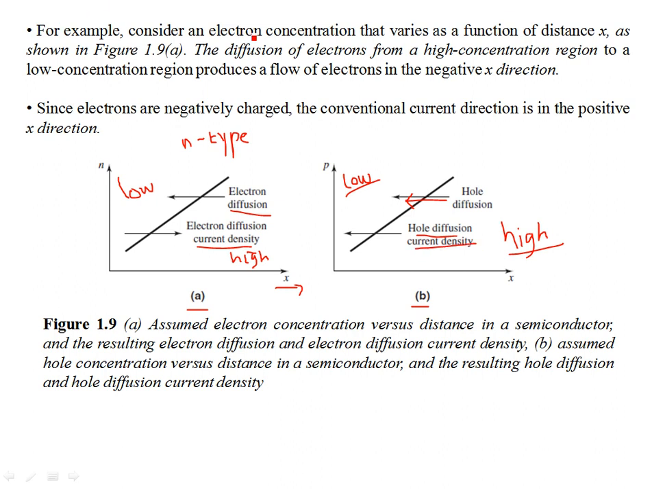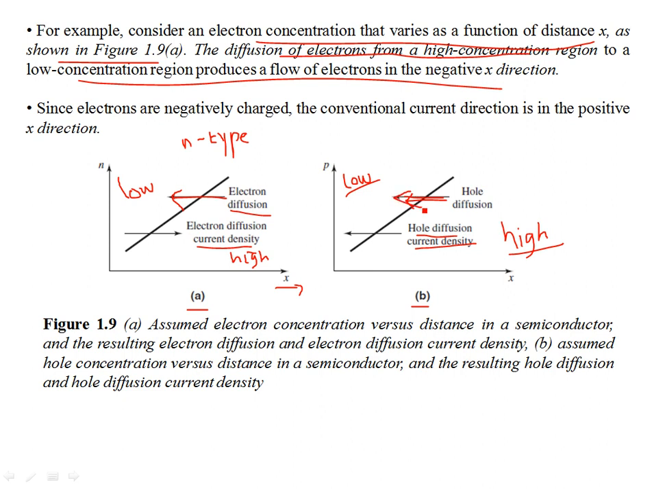Okay. So if you consider electron concentration, that varies as a function of distance x, as shown in figure 1.9. The diffusion of electrons from high concentration region to low concentration region produces a flow of electrons in the negative x direction. Okay. So you see you have electron diffusion in the negative x direction. Similarly, you have the flow of holes in the negative x direction from high to low concentration.